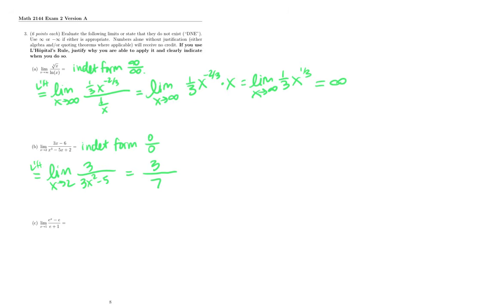Okay, for the next one, as x goes to 1, in the numerator, I get e to the 1 minus e, so that's 0. In the denominator, the denominator doesn't even have an x in it, so it's just e plus 1. This is actually continuous at 1, so I'll get e to the 1 minus e over e minus 1. So this gives me 0 over e minus 1, which is 0.